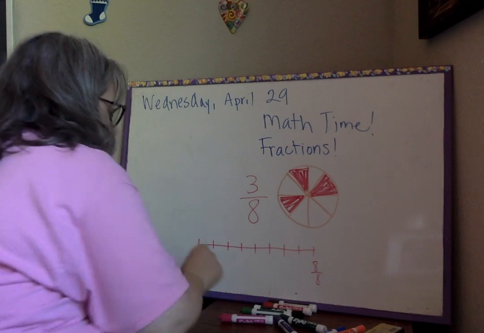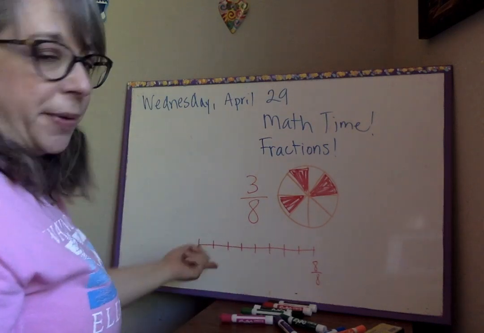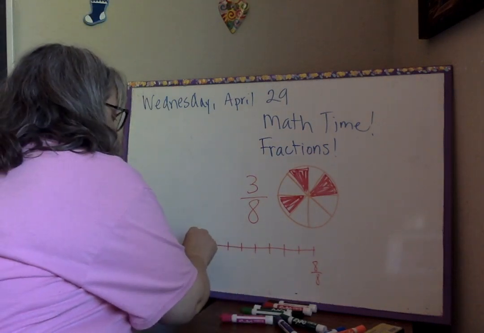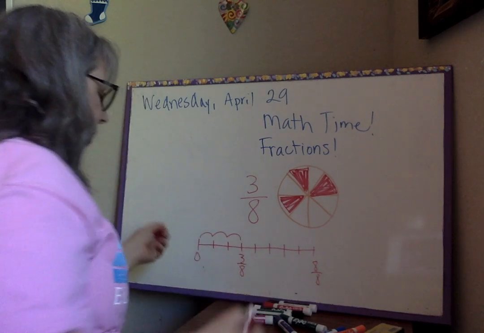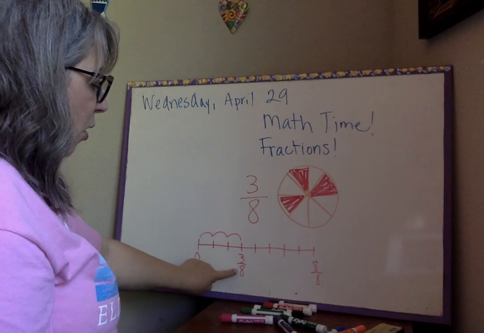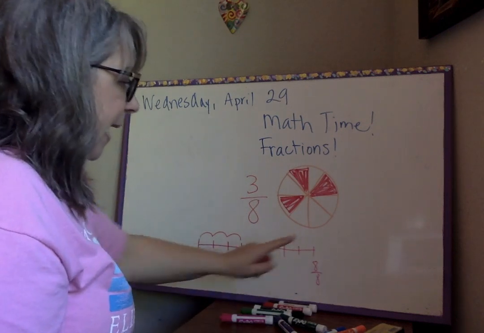So here's 0. If we were to plot this, what would that look like? Well, we're going to make 3 hops. 1, 2, 3. 3/8. There you go. There's our 3 parts over our whole, which is 8.